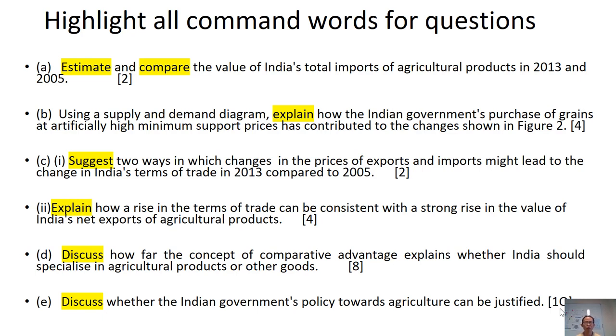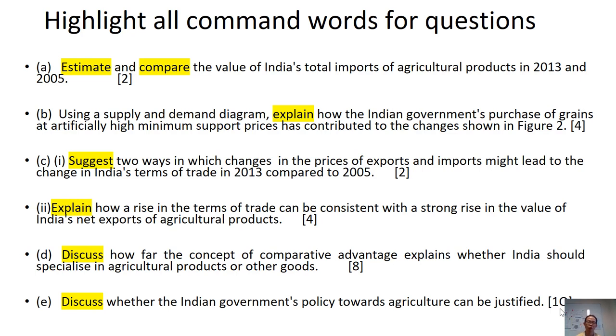So as you can see, question A has actually two command words, estimate and compare. In order to get both marks, make sure you address both command words. For question B is explain, C part 1 is suggest, C part 2 is explain, D is discuss, and finally E is discuss. You can see a case study has 30 marks, so it is basically split into 12 plus 18. The last two questions, D and E, add up to 18 marks.